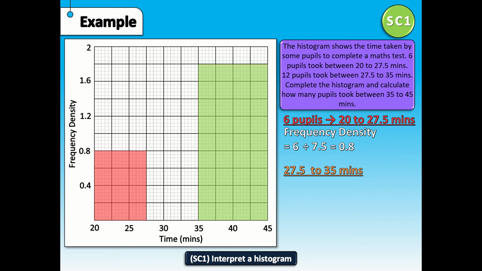So the next section goes from 27.5 to 35, and there were 12 pupils in that section. So to work out the height of the bar, we do 12 divided by the width, which is 7.5. So the height of the bar needs to be 1.6. So it looks like that.